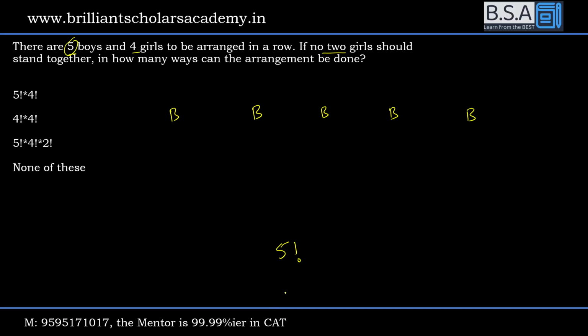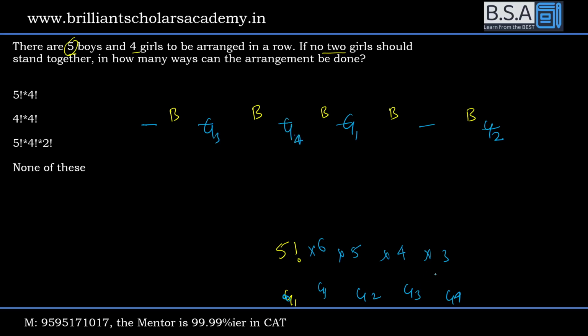Now when I ask the first girl to take a position, there are 1, 2, 3, 4, 5 and 6 places. So the first girl has 6 places to choose from. The second girl will have 5 options. The third girl will have 4 options, and the fourth girl will have 3 options. Multiply these. That is your answer. Do you see any option that looks like this?